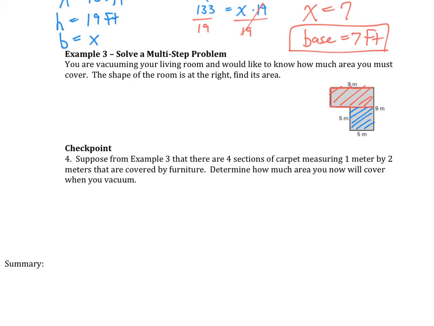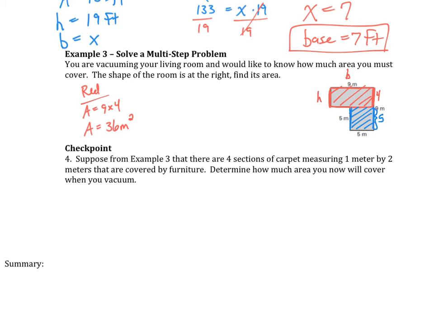Clearly, the top is 9. We have to find out how big is this side, the left or right side. So if the entire thing on the right is 9, and this part is 5, that must mean the top is 4, because 5 and 4 together make 9. So to find the red part, that is a rectangle. The area of the red part will be 9 times 4, because it's the base times the height. So the area equals 9 times 4. The area is 36 meters squared.